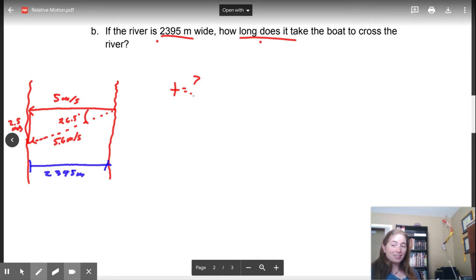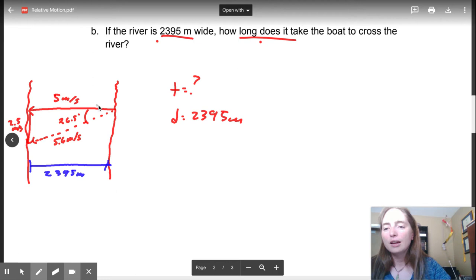We have velocities and we have a distance. So we absolutely have a distance of 2,395 meters. Remember that time is the same on all sides of the triangle when you're breaking this object's motion down into its component parts. So, technically speaking, I could use any side of the triangle I want, so long as I have enough data on that side. Well, on my triangle, notice from here to here, this is going across the river.